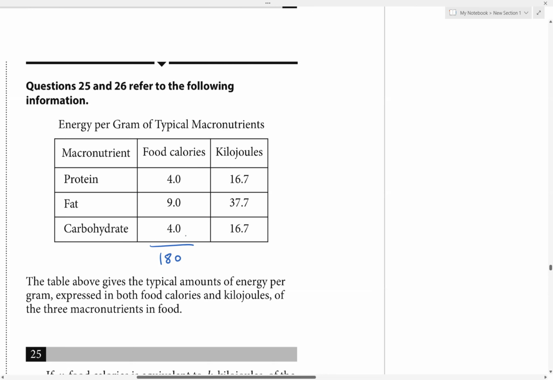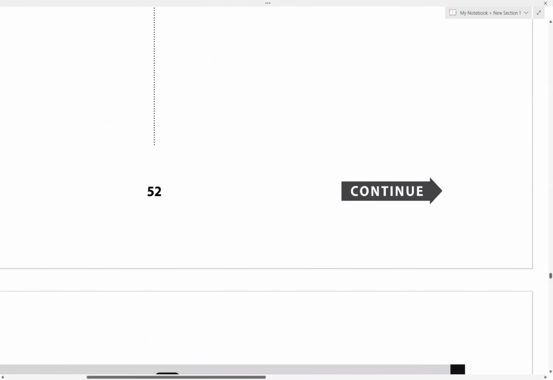And we know it contains P grams of protein. So the total amount of calories from protein has to be 4 times P, right? Because it's 4 calories for each gram. So we do 4 times P. Okay. And then we have F grams of fat, which will be 9 times F. And then C grams of carbohydrate will be 4 times C. And added together they should be 180. Okay, so let's just go back here.